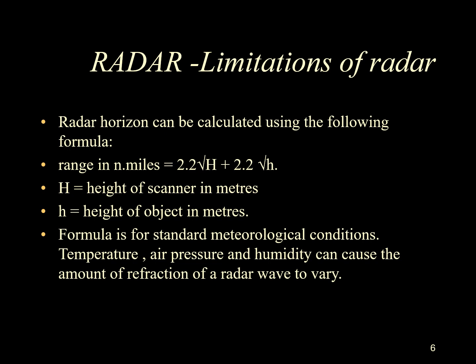If you have noticed in the previous figure, if the scanner is on an island with a height of 150 meters and the height of fishing vessel is 4 meters, then the extreme range at which you can expect to see the fishing vessel on the radar is about 31.34 nautical miles. That is putting the formula in application.